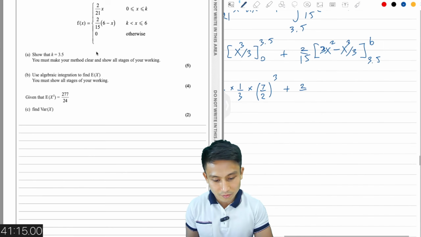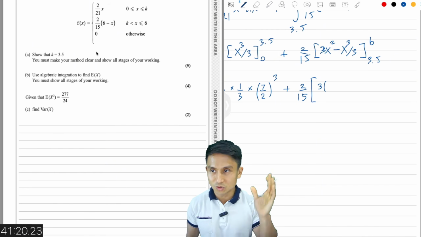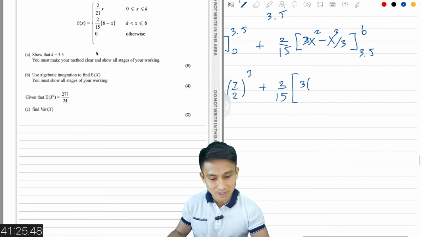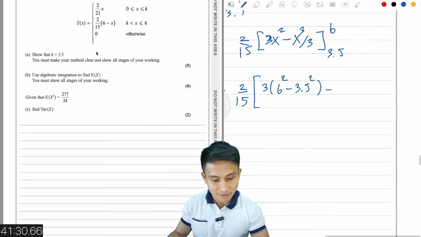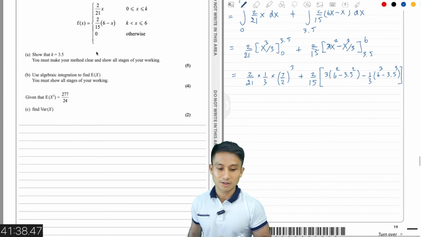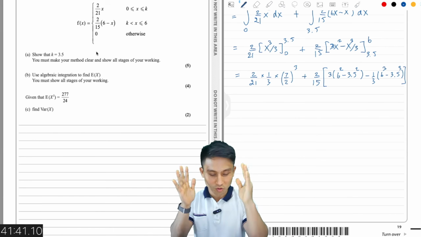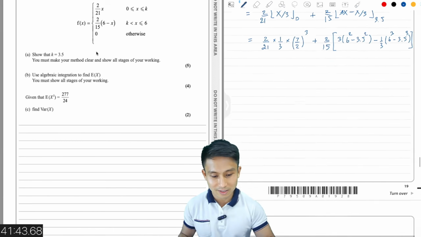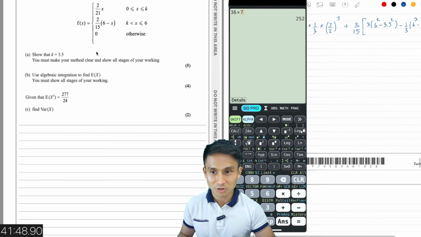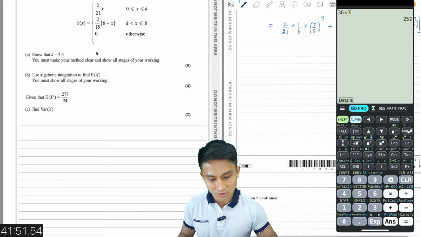For this one, well, we can do things like this. 3, and then I'm just going to do each set, getting the lower and upper limits in already. So it's just 6 squared minus 3.5 squared, minus 1 over 3, and this is just 6 cubed minus 3.5 cubed. You can do this too. For each term, you just do the 2 limits already in there. Okay, and we're going to plug everything in. Algebraic integration, so we're just going to sub everything in there.